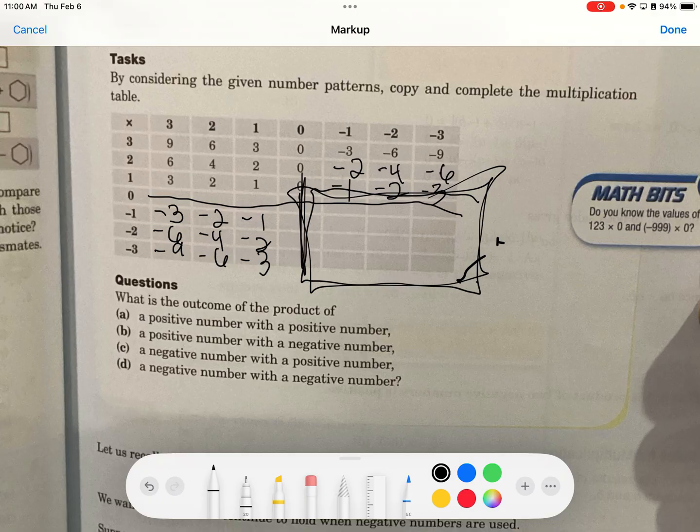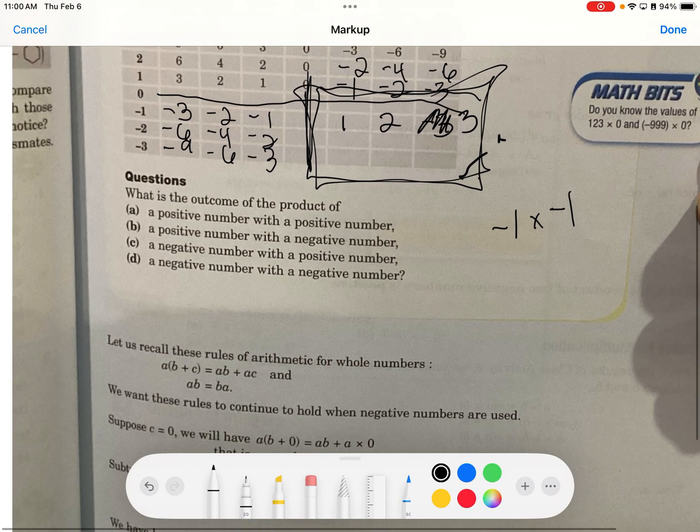So if we have a negative times a negative, then we end up with a positive. Negative 1 times negative 1 is 1. Negative 1 times negative 2 is 2. Negative 3 times negative 1 is 3. So all of these are going to be positive.